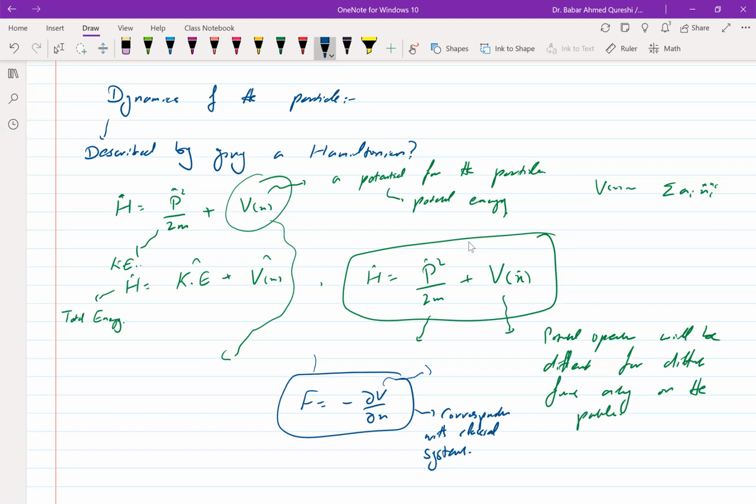If classically you want to describe a certain kind of force, let's say you have applied electric fields, you have to pick up the corresponding potential which gives you that force. You can't deal with the force directly. You find out the potential which gives you that force, and you put that potential over here to get your Hamiltonian. And it's the Hamiltonian in the quantum case which will govern your dynamics.